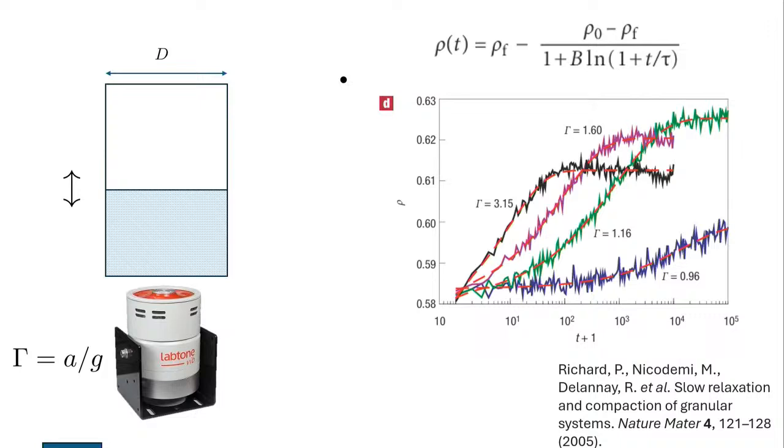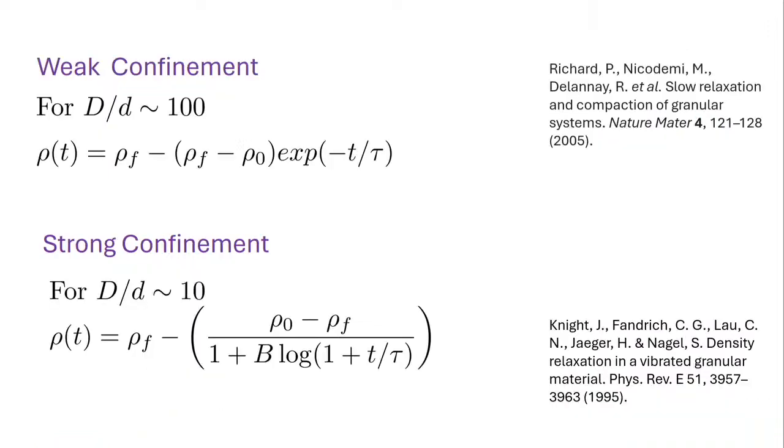Right? So as a function of time, things get more and more compacted, and there is a little controversy about this, which is how does a compaction happen. Some people find that the compaction goes like a logarithmic law, while others find that it can go like an exponential thing, and I think that it's just basically whether you are in weak confinement or strong confinement.